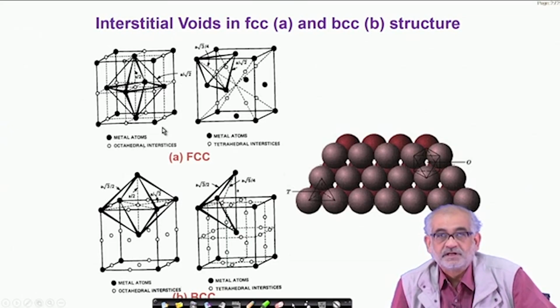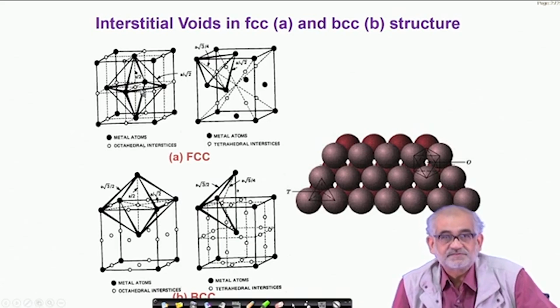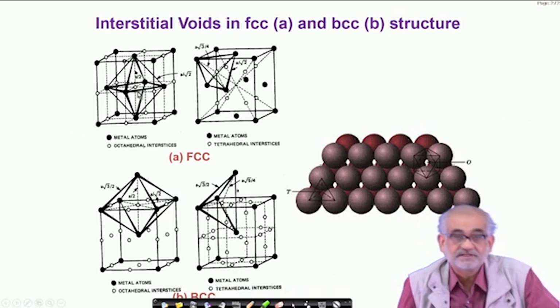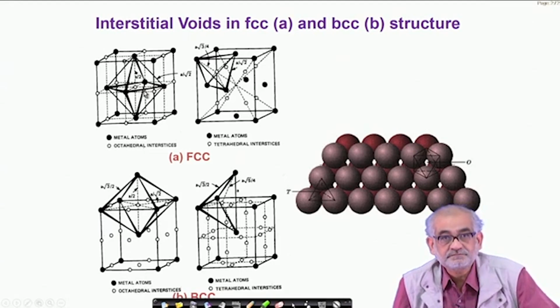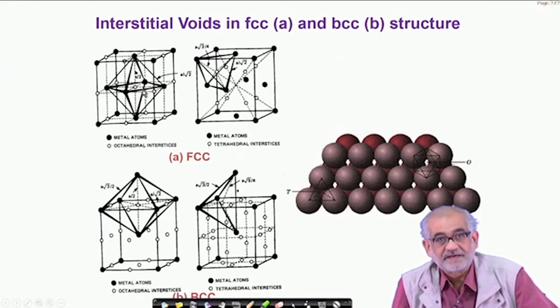For example, depending on the symmetry or the coordination around these voids, if this is an FCC unit cell, the body centering position is vacant. So here is an interstitial position, and this particular interstitial position is going to have the maximum possible diameter.